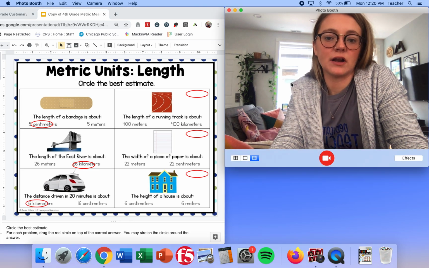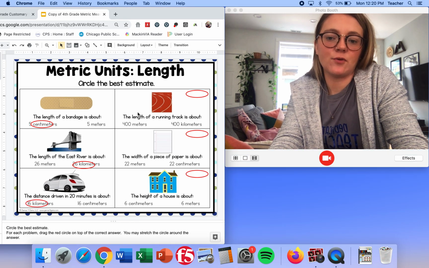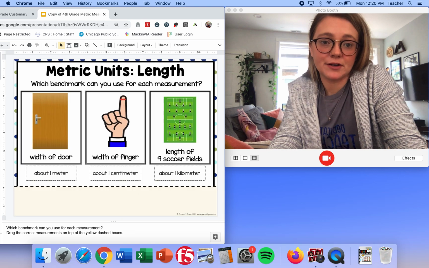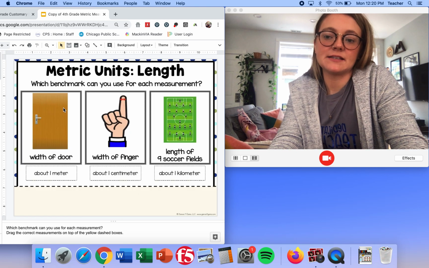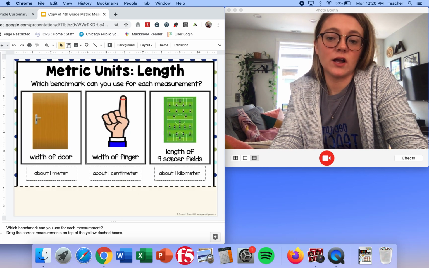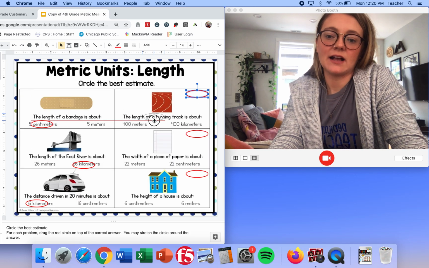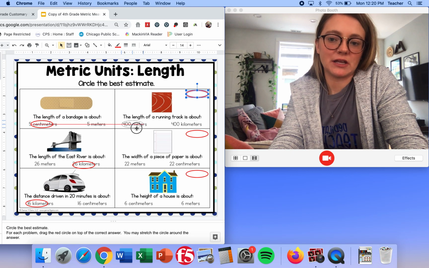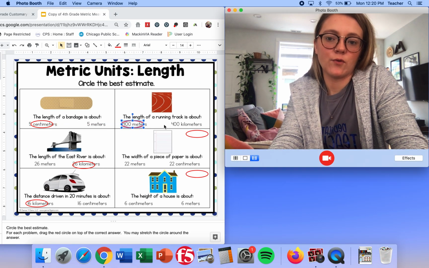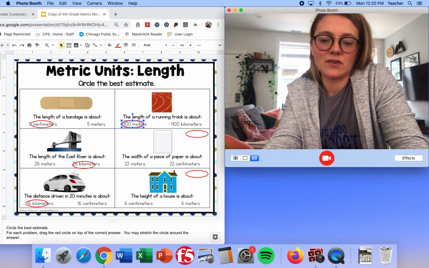The length of running a track. Is it 400 meters or 400 kilometers? If I run around the track, is it 400 doors or 400 times 9 soccer fields? One time around the track is definitely only 400 meters. It's about 400 doors stacked up.